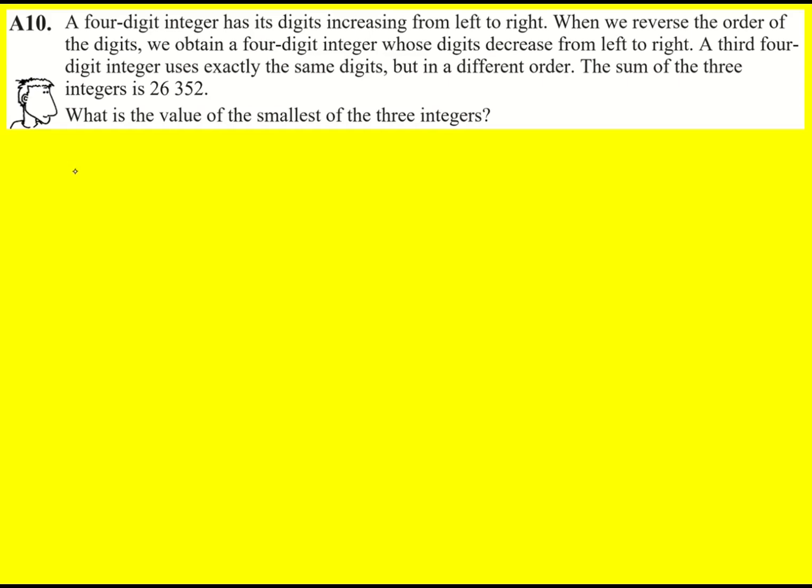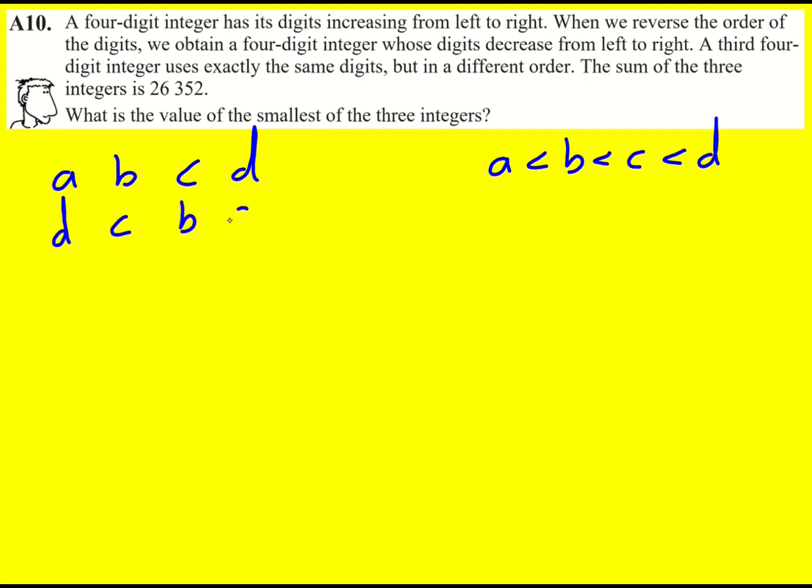We have a 4-digit integer, so I'm going to write it A, B, C, D. And it's increasing from left to right, which means A is less than B, which is less than C, which is less than D. We reverse the order of the digits, so D, C, B, A. And then the digits are going to decrease left to right. That makes sense because of the first result.